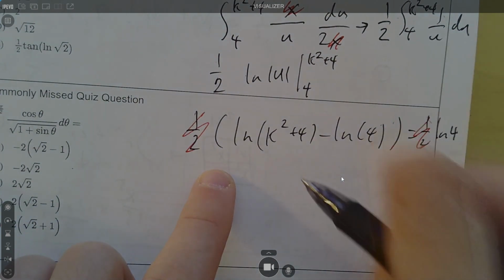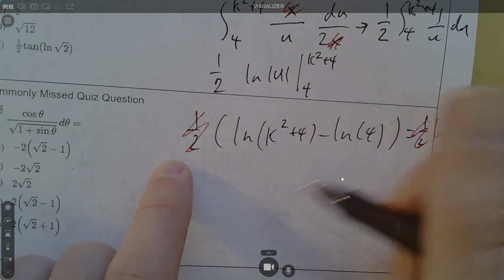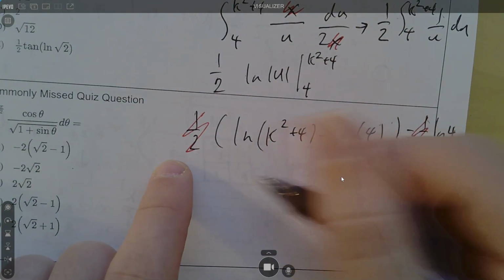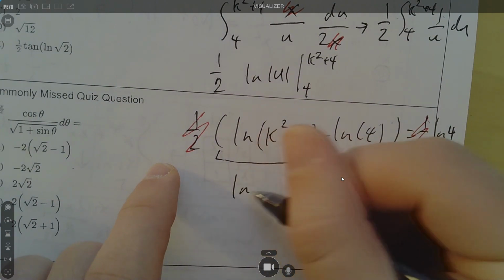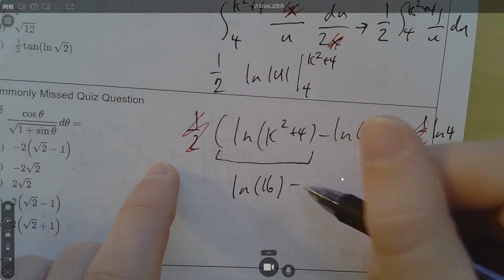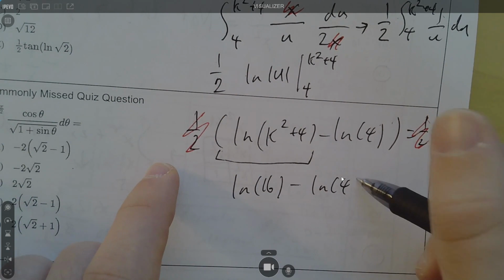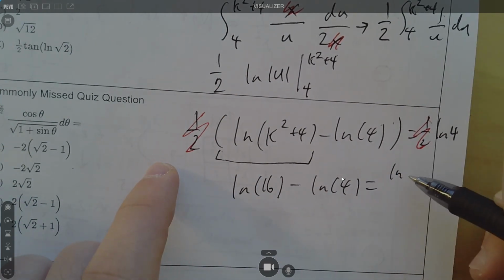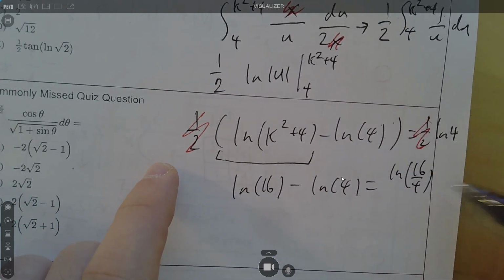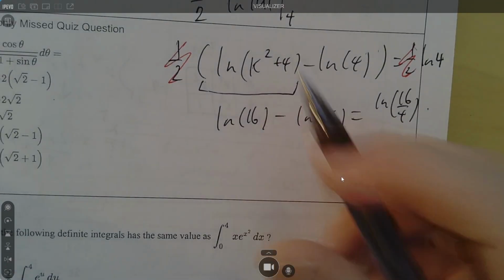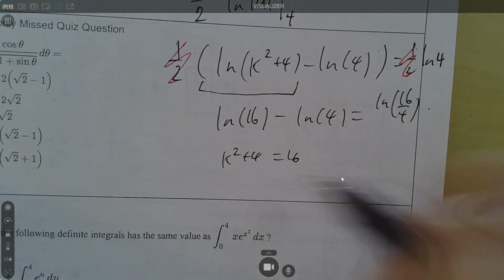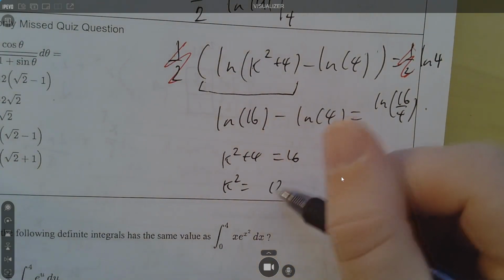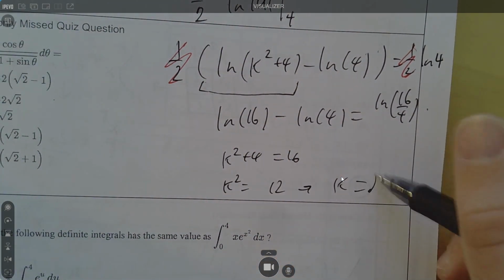Sorry, ln 16. This must be ln 16. I know that because, look, in order to get ln 4, this must be ln 16, because ln 16 minus ln 4 equals ln 16 over 4, which matches ln 4. This property is logarithm. So if that's 16, that means that k squared plus 4 must equal 16, which means that k squared must equal 12, which means that k must equal root 12.